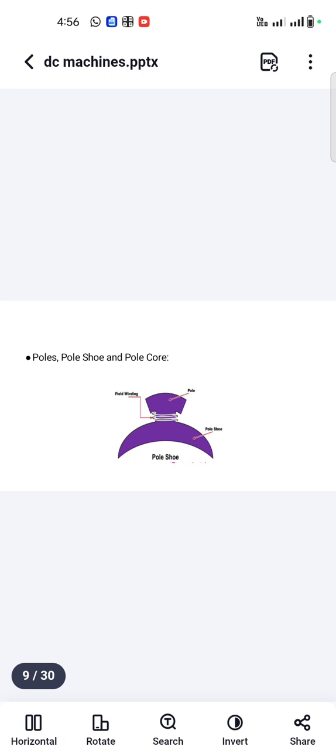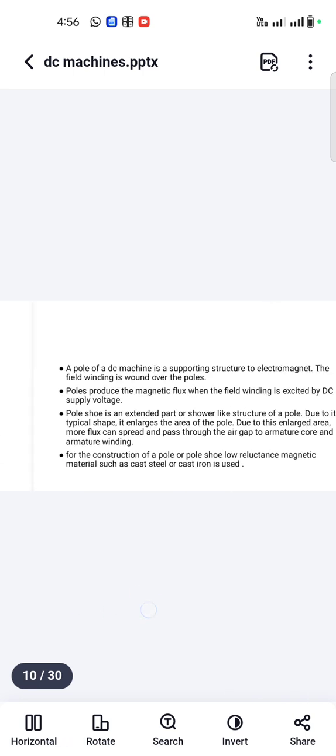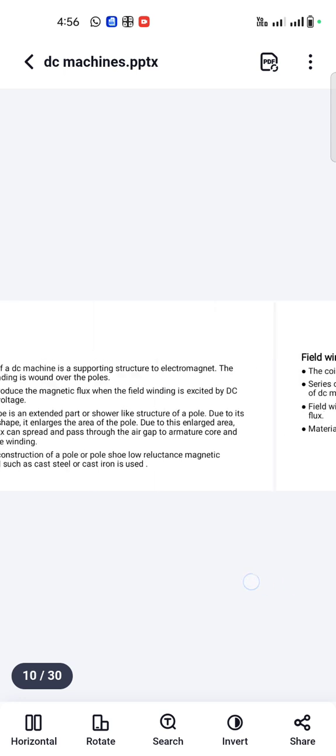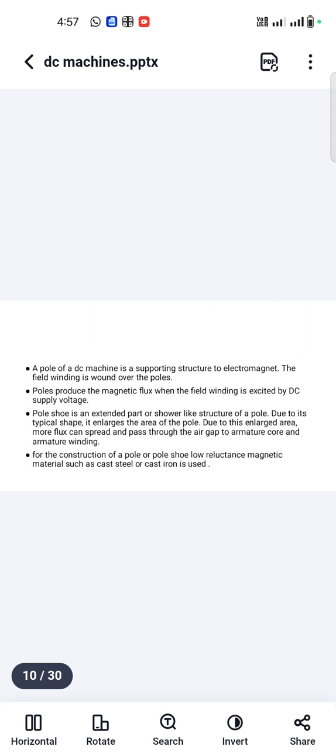Okay, so this is about pole, pole shoe, and pole core. Simply remember: poles are present inside the stator, and these poles are the magnetic field producers. Pole core is the middle of the pole; it holds the winding and carries the flux. Pole shoe, which is present at the end of the pole, spreads the flux uniformly. I think you all understand, right? Shall we move to the next one?